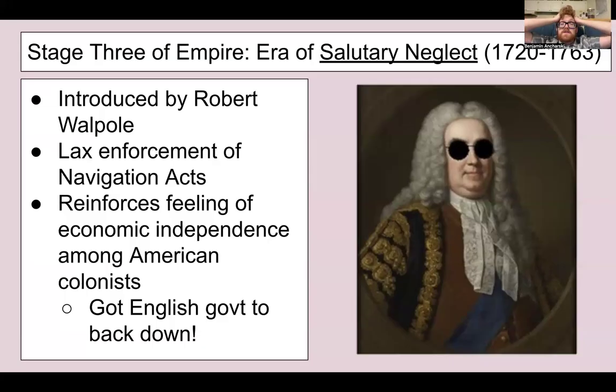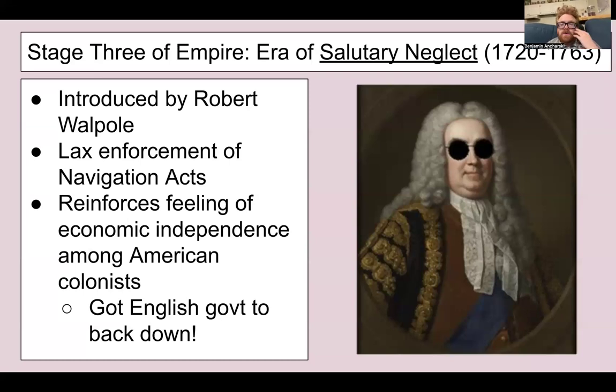Now, the reason why this period is important is that it reinforces that feeling that emerged in the era of benign abandonment, that we are a group of people who are separate. We have local economic and political autonomy to do what we want. And when Robert Walpole relaxes the Navigation Acts, it makes the colonists think, we got them to do what we wanted them to do. Turns out protests and mass dissatisfaction actually get something done. If we don't like a law, we can protest it. Keep that pinned in the back of your mind.